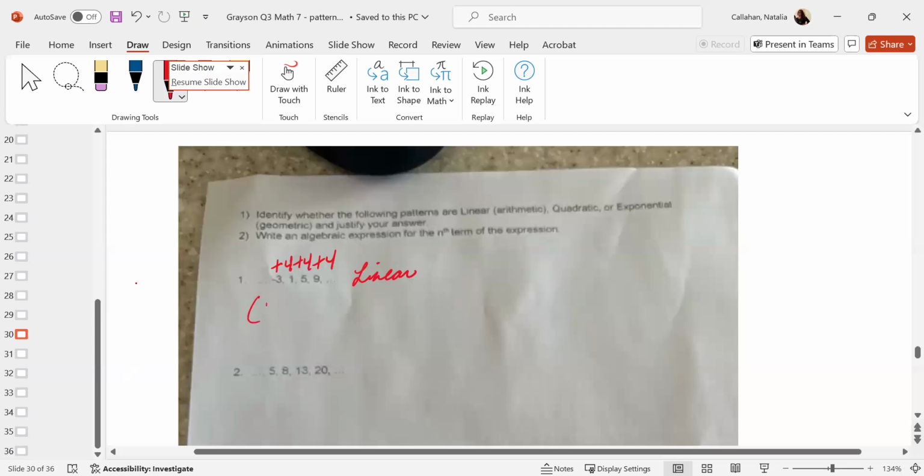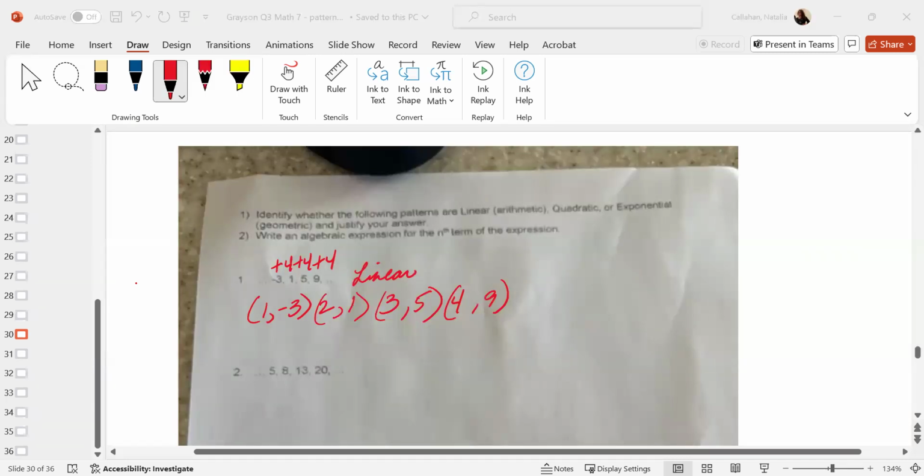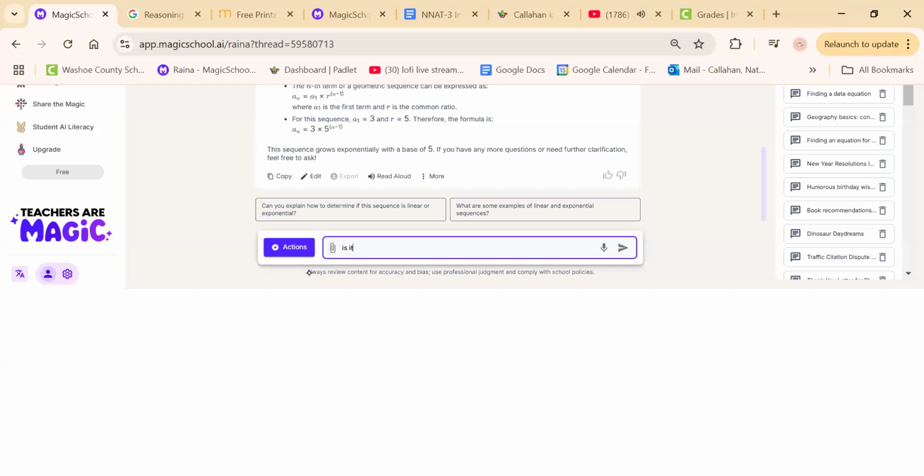Remember, your first one is 1 comma -3, correct? 2 comma 1, correct? 3 comma 5, and then 4 comma 9. Actually, I screwed this up. It's 1, 2, 3, and 4, correct? So then let's go ahead and plug this in here. Is it linear? What was the other one called? Linear exponential?